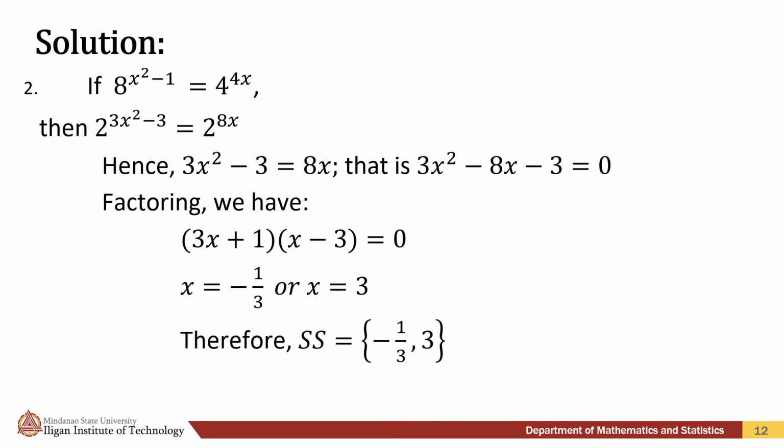This can be factored to come up with 3x plus 1 times x minus 3 is equal to 0. And solving for x, we will have x equals negative 1/3. And solving for x on the other factor, we have x equals 3. Therefore, the solution set is negative 1/3 and 3.